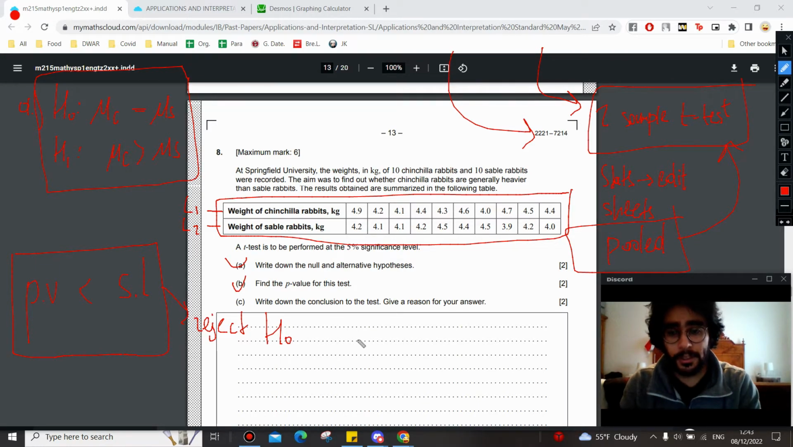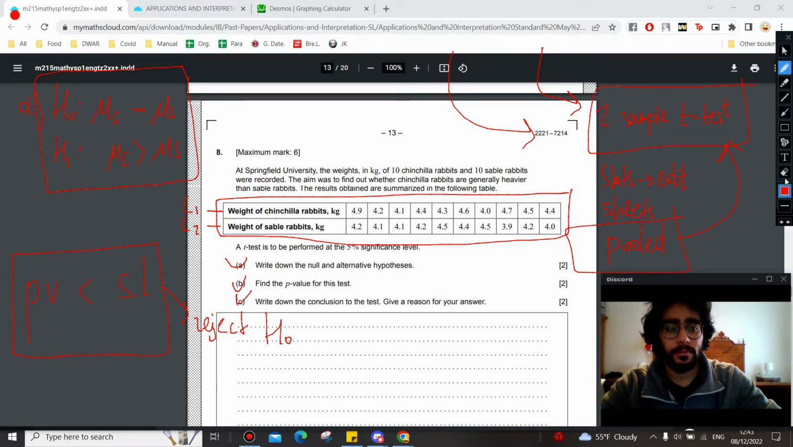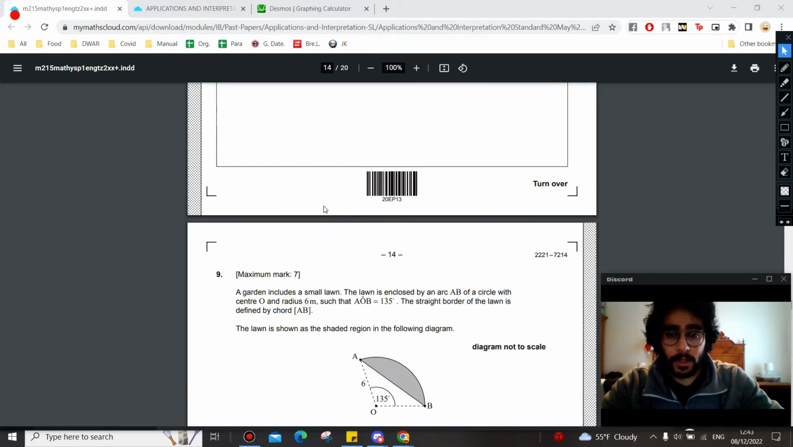So you have insufficient evidence to accept your H0 if your p-value is less than your significance level. If it's the other way around, then you say, since my p-value is greater than my significance level, I have sufficient evidence to accept H0. Exactly, and that would be the end of the whole question. Okay, let's move on. What else do we have?